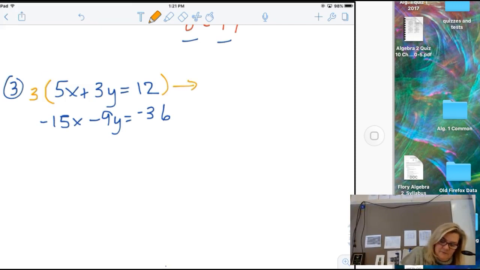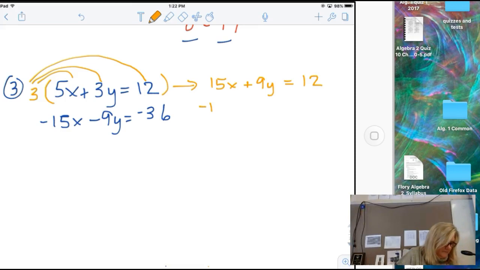And that leaves me with, remember, we're always multiplying everything by what's on the outside. So I'll have 15x plus 9y equals 12 minus... see, even teachers make mistakes. Remember how I told you it was important that we were going to multiply everything, and then I didn't multiply the 3 by the 12. So this is actually not 12, it's 36.